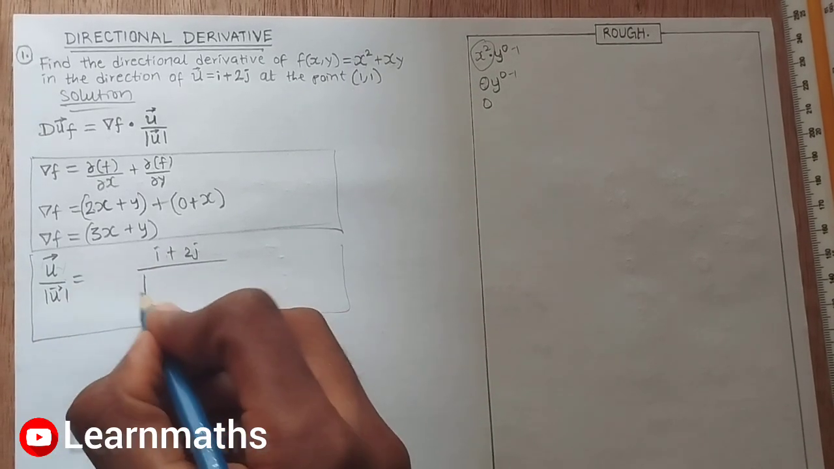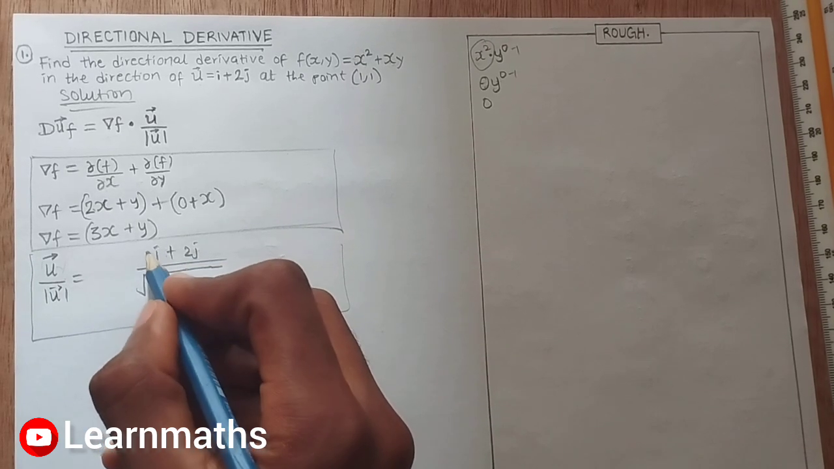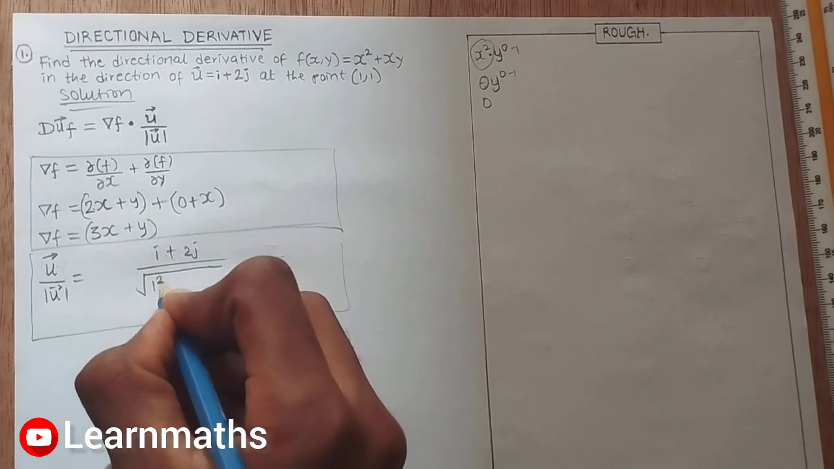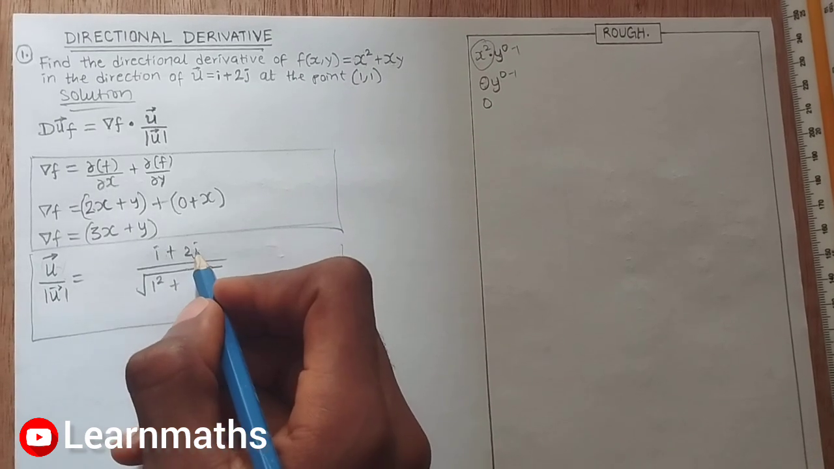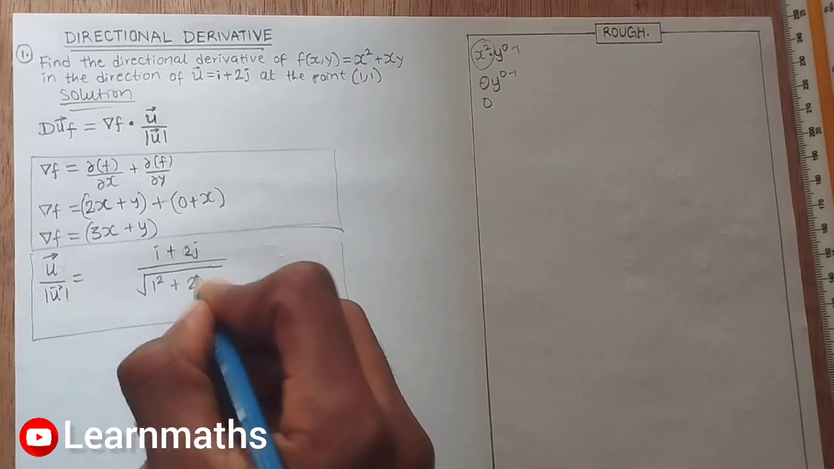That's going to be the square root of the i component squared. Now this is 1. How many i do we have? We have 1 of it there. So it's going to be 1 squared. Then the square of the j component as well, and we have just 2 of it. So it's going to be 2 squared.